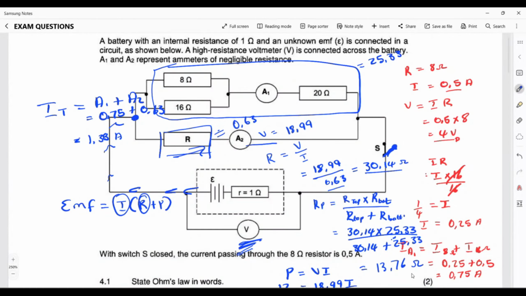So now, in that case, you have everything that you need, because the internal resistance was given, it is simply 1. So you're going to simply make your calculation, and then you have your total current as 1.38, and then your total resistance is simply 13.76 plus 1 over there. What answer do you get?